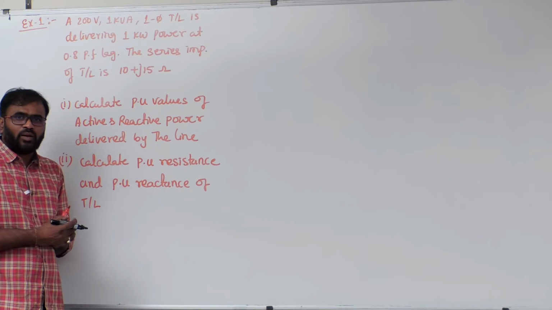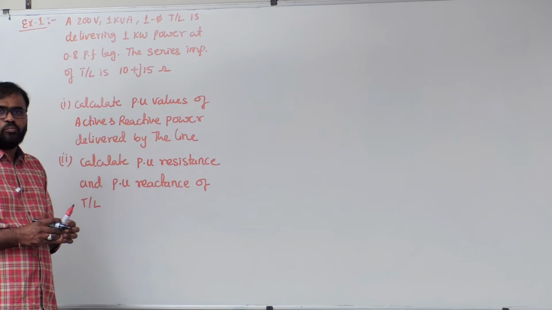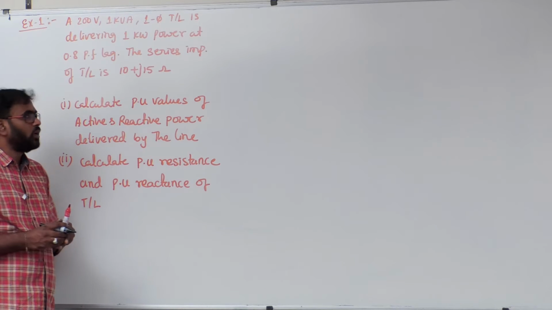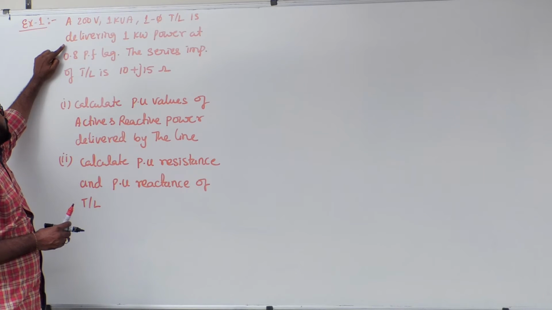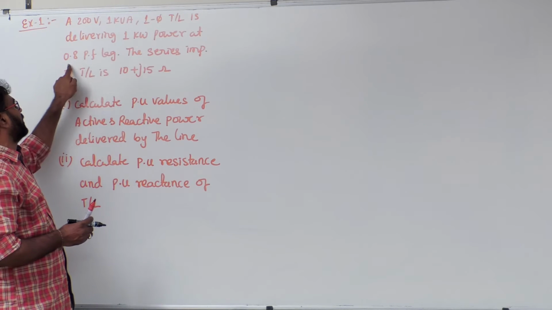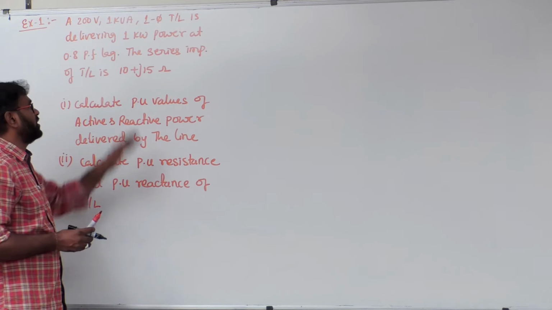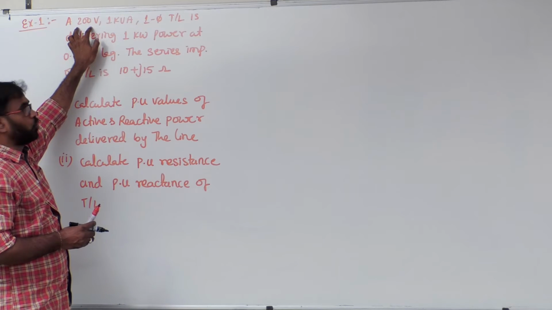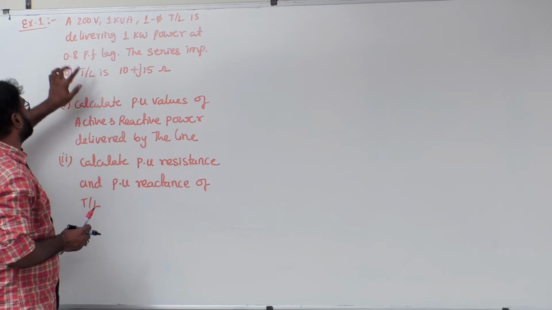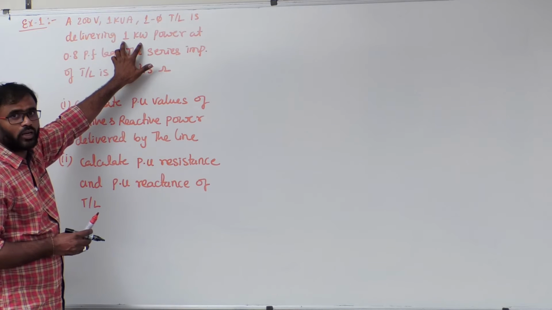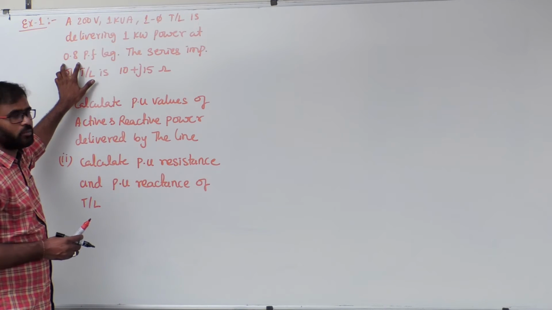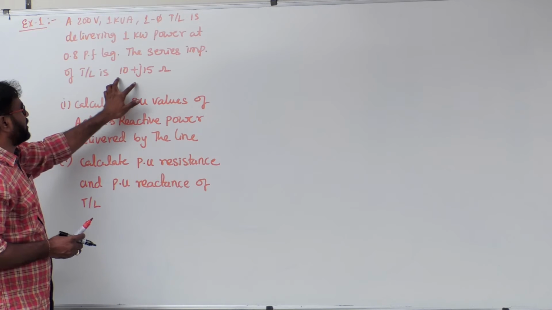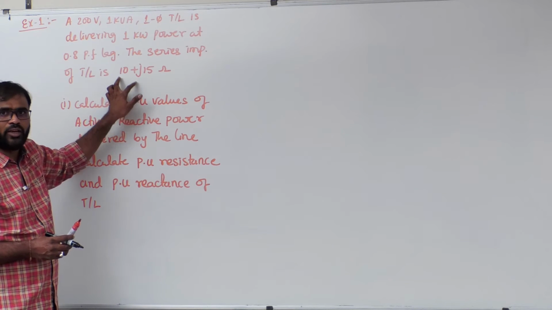Now we will consider an example for better understanding of per unit analysis of single phase system. A 200 volts, 1 kVA single phase transmission line is delivering 1 kilowatt power at 0.8 power factor lagging. That means the rating of the line is 200 volts, 1 kVA, and the line is delivering 1 kilowatt of active power at 0.8 PF lagging. The series impedance of the line is 10 plus J15 ohms.